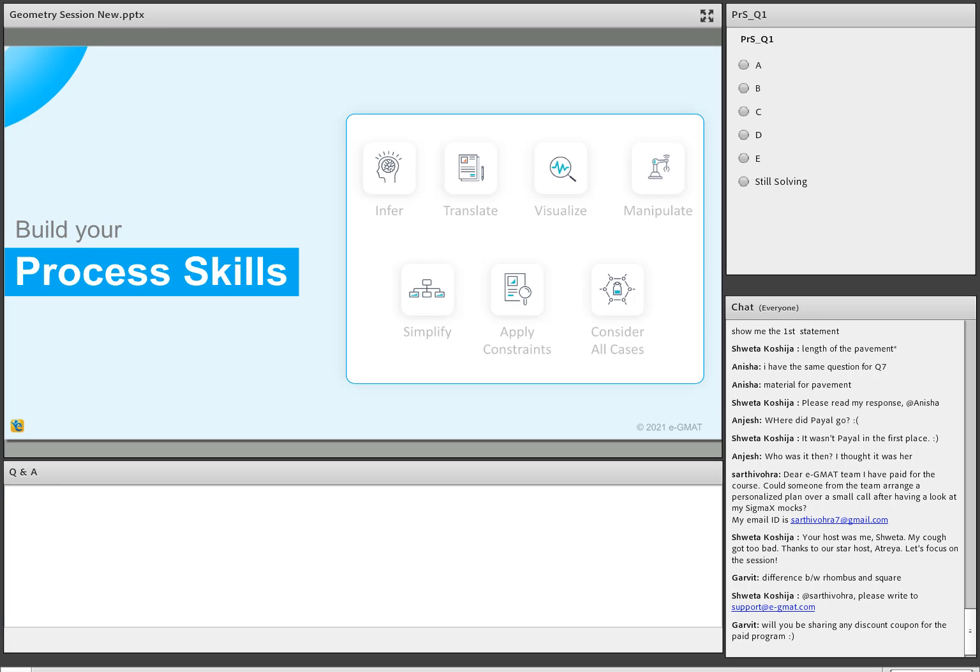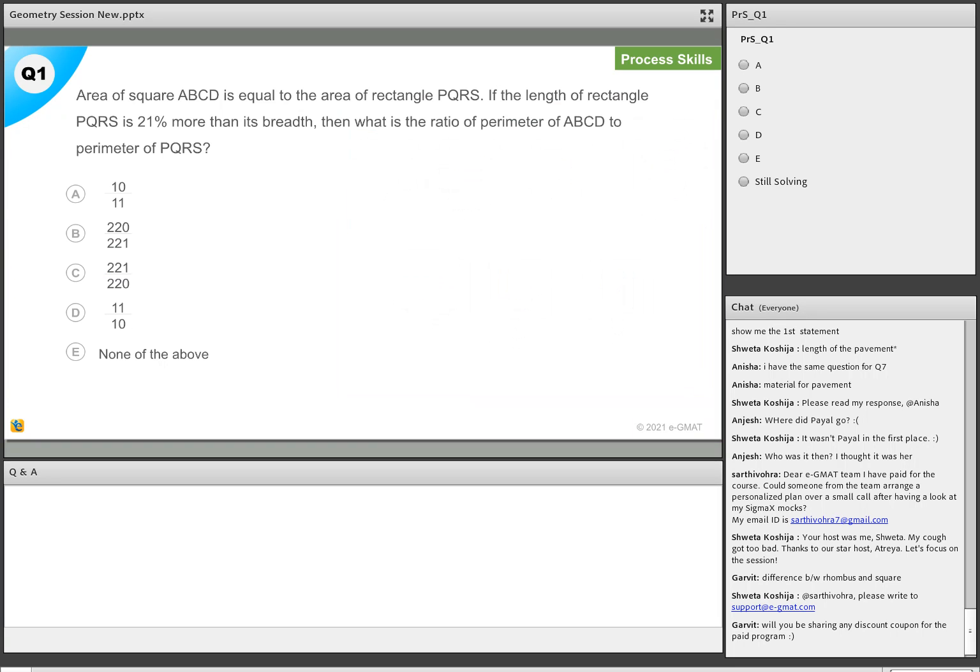Difference between a rhombus and square: as I told you, the diagonals have a difference. They're not equal for a rhombus. They are equal for a square, Garvit. So I hope that answers your question. Okay, so I have my still solvings. This is the first question. All the best for this one.